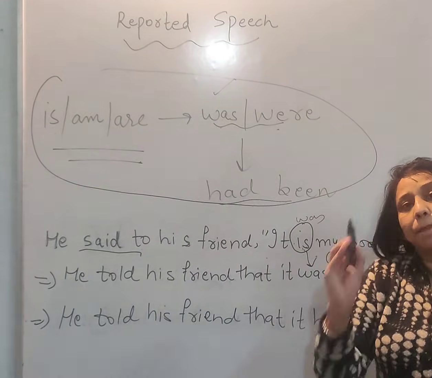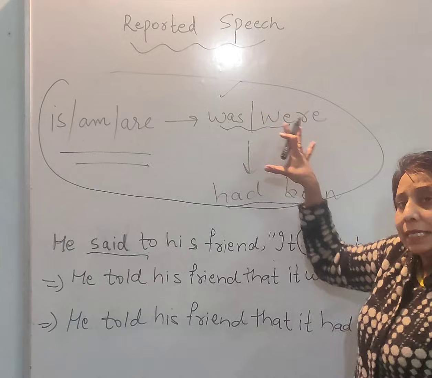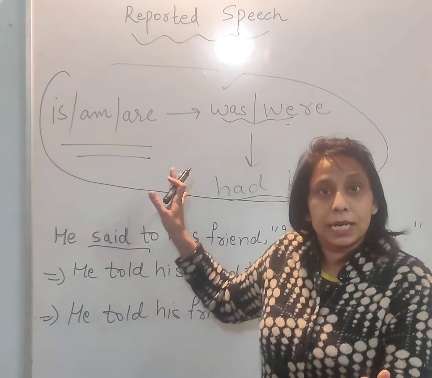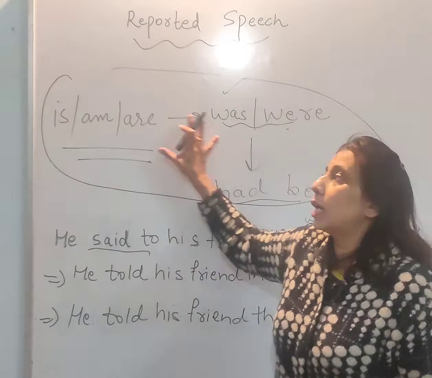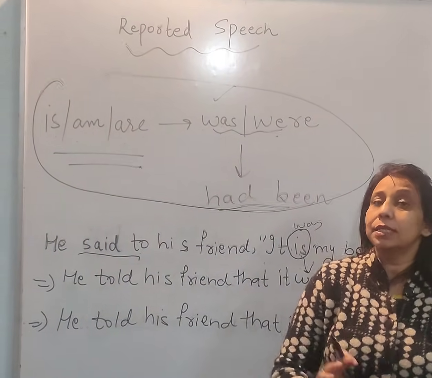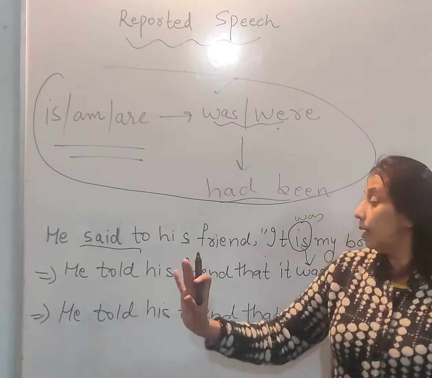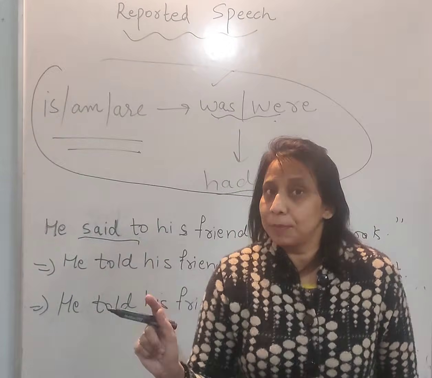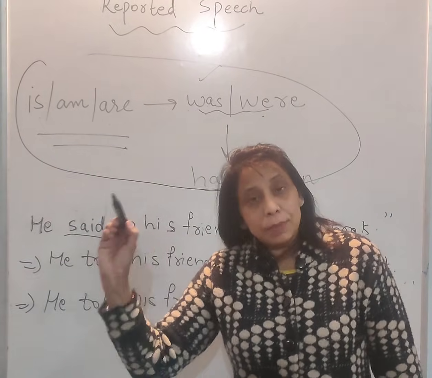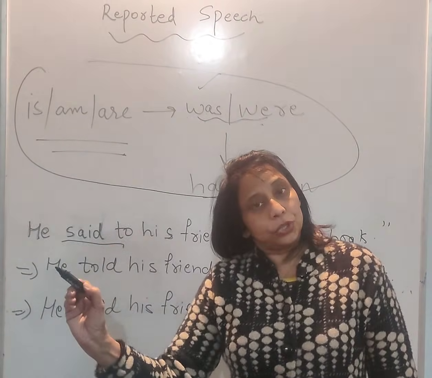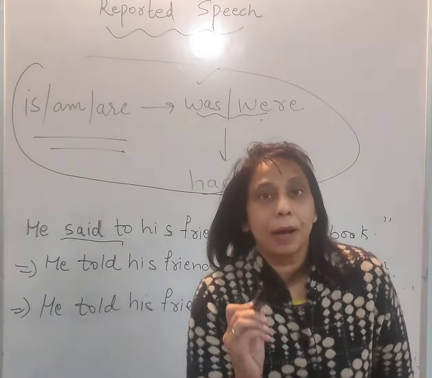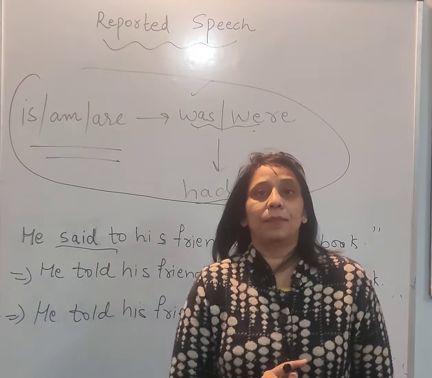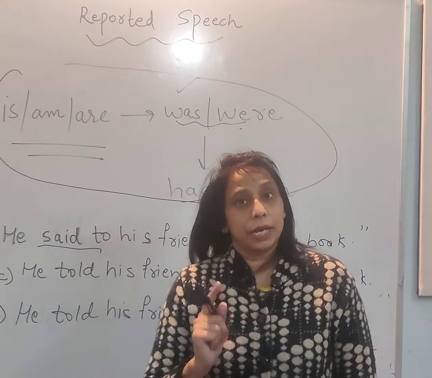That is the first basic step, which I have explained very easily in the form of a graph, in the form of a flow chart, precisely as we say in science. Example, I have given you a very easy example. It is my book gets changed into it was my book. It was my book sentence will change into it had been my book. So remember this, learn this. With more examples, I will come in my next video and I will share it soon.